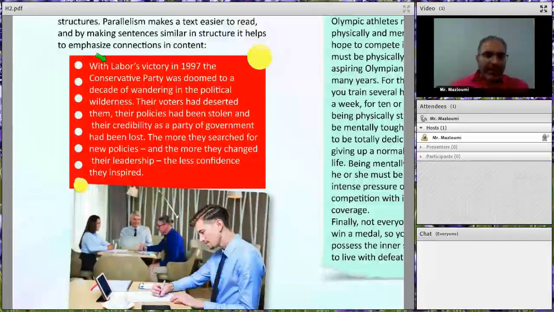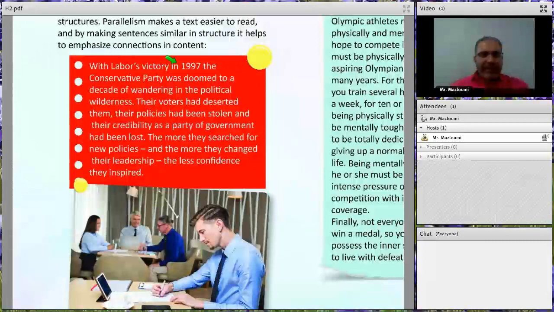So, vocabulary time. Labour Party is one of the main parties in the UK and Britain. The other one is the Conservative Party. You know, in politics there are different parties. For example, two main parties in the US are the Republicans and the Democrats, the Republican Party and the Democrat Party. So, Labour Party and Conservative Party. So, Labour's victory. Victory means to win something, to be successful.